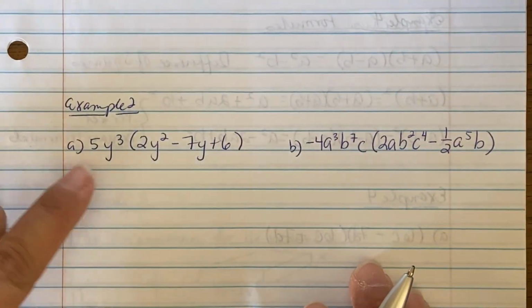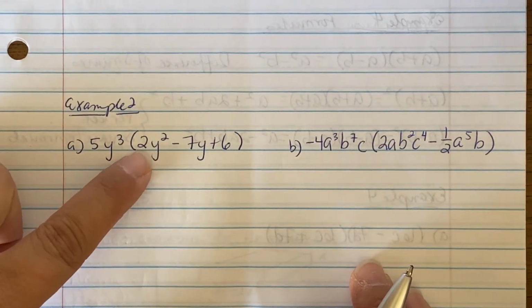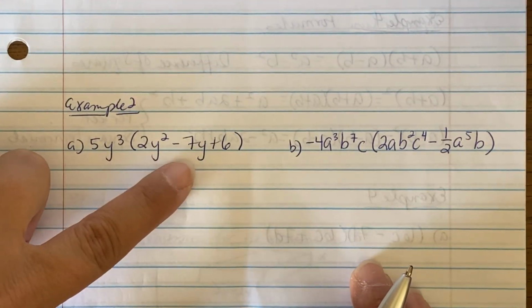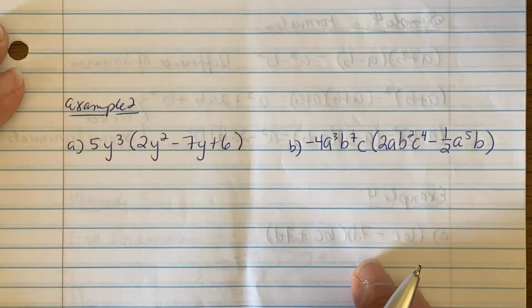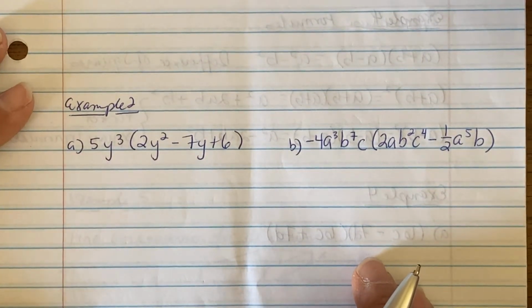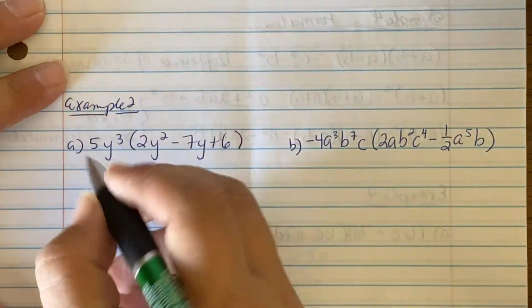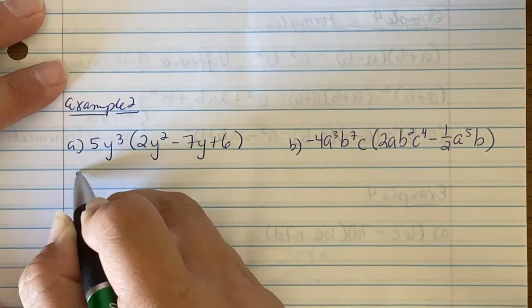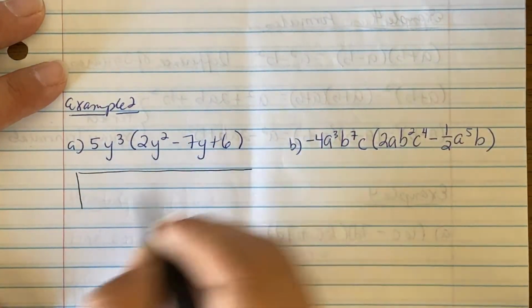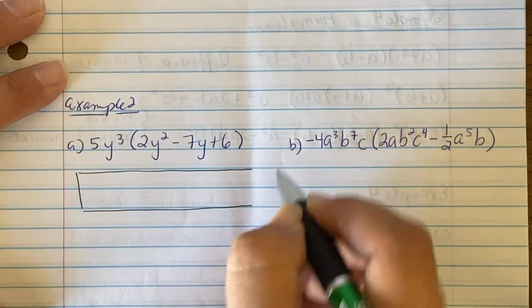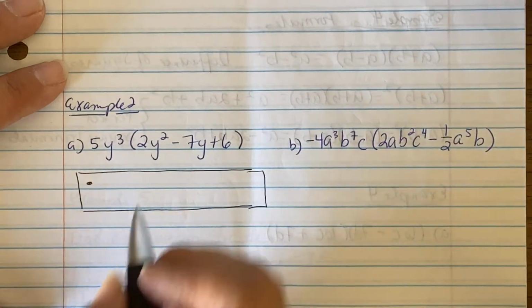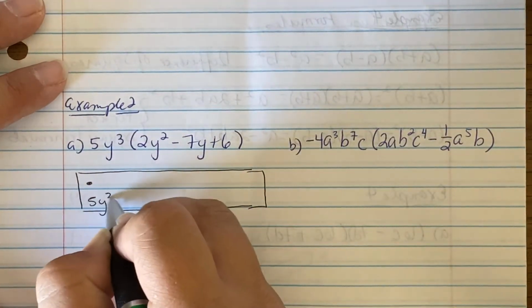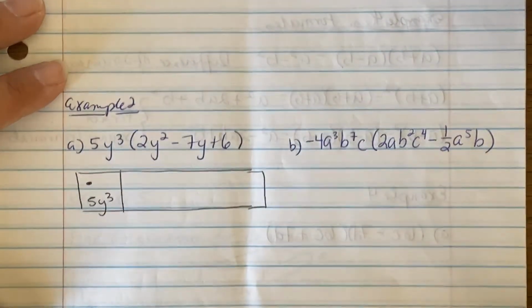Example 2. And it says 5y to the 3rd times the parentheses 2y squared minus 7y plus 6. So using area models, which is basically the box method, I'm going to create a box, put a multiplication dot in the one corner on the left. I'm going to write 5y cubed right underneath it. And then I'll make a column.